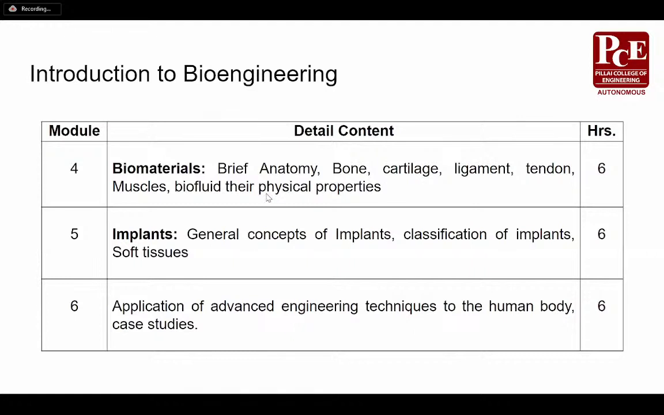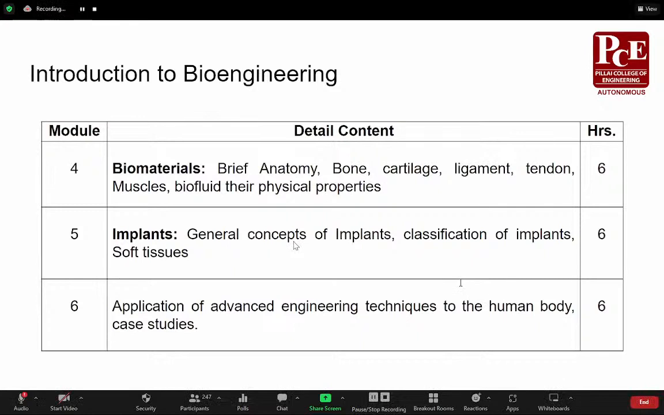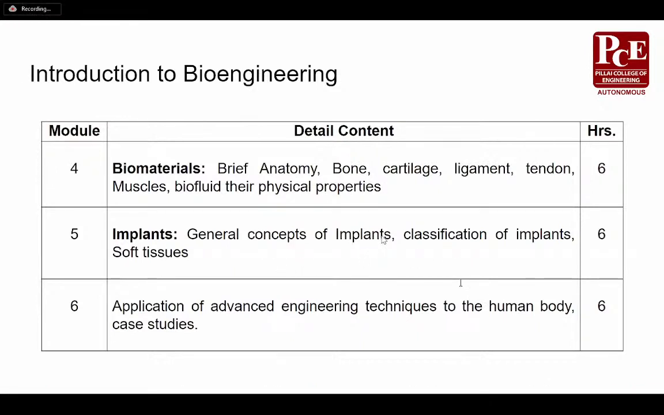So material knowledge at an introductory level will be imparted in module number 4. As I told you, implants are another field, right? So the knowledge of implants, how an implant is designed, what types of implants there are, you will learn in the 5th module. And then the last, which is very important, is application, right? All these things, where you're going to apply them. So the 6th one is totally the application of all this knowledge.